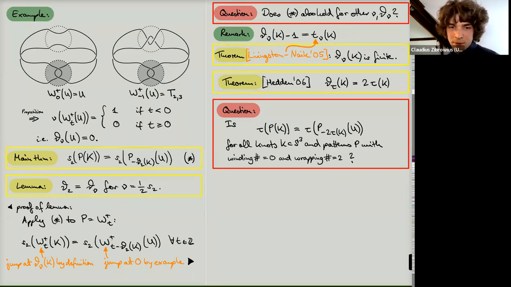Another perspective on Hedden's theorem: if this identity were true, then, as I will tell you in a moment, the main theorem implies that this theta invariant is a concordance homomorphism. And what Hedden's theorem tells you is that, in the case of the tau invariant, you don't get anything interesting from it. You just recover twice the tau invariant. Interestingly, that's different on the Khovanov side. So that's another point where the two theories diverge.